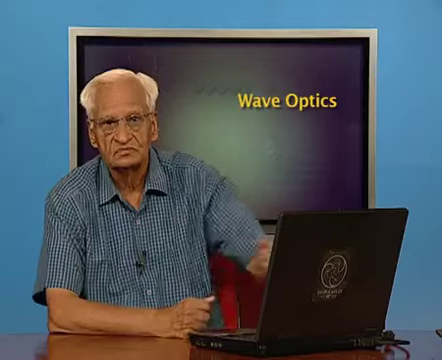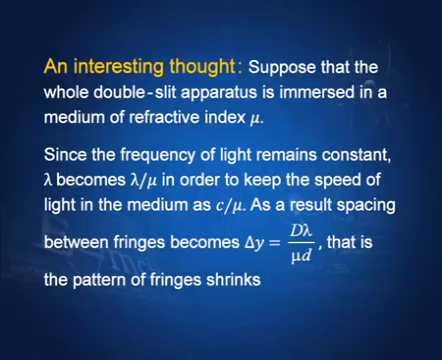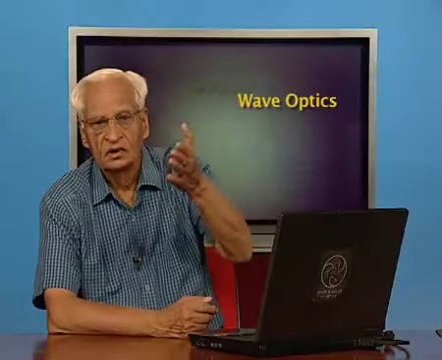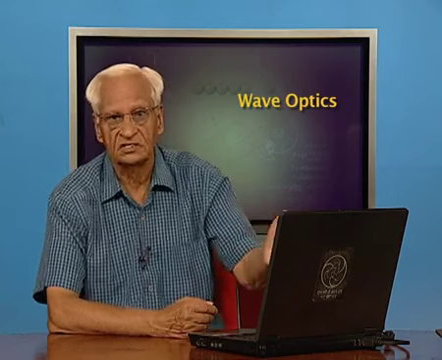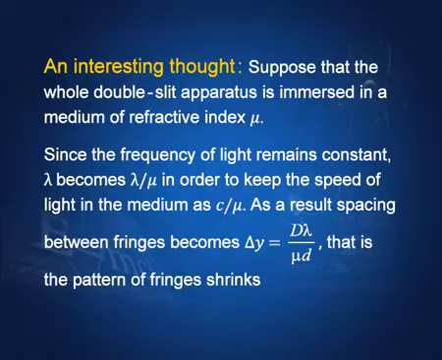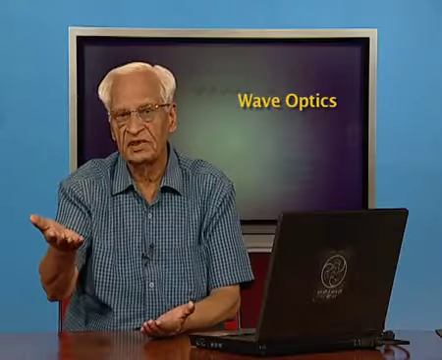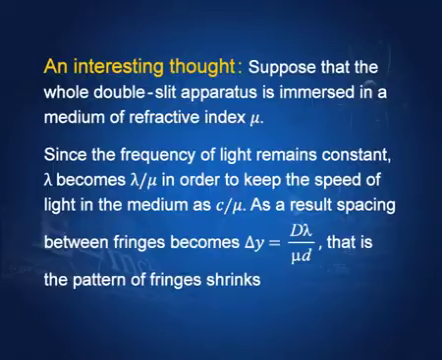Then what will happen? You know, since the frequency of light remains constant, that is a fundamental property of light, that does not change from one medium to the other. What does change is lambda and the velocity. So, therefore, the wavelength lambda becomes lambda by mu, so that the velocity is c by mu. You know, in a medium of refractive index mu, the velocity is c by mu. So, since the velocity has to become c by mu, wavelength must become lambda by mu, frequency does not change.